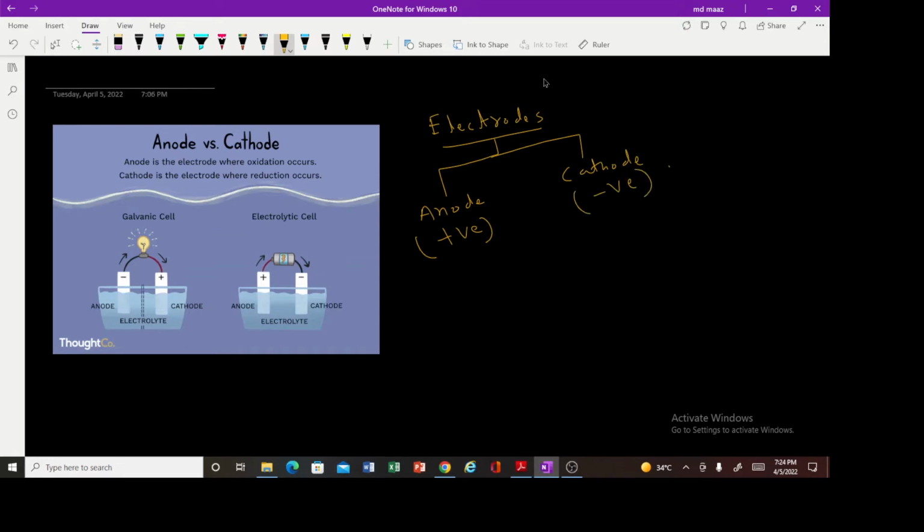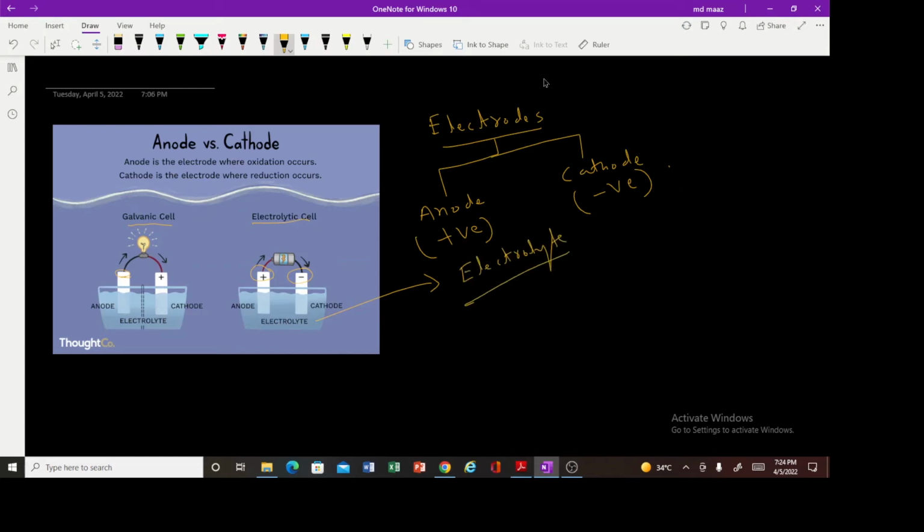Here you can see in the galvanic cell, you are having a negative sign, that is our anode, and this is our cathode. Similarly in the electrolytic cell, you can see positive, so that is our anode, and negative is our cathode. Here we are having one more term known as electrolyte.